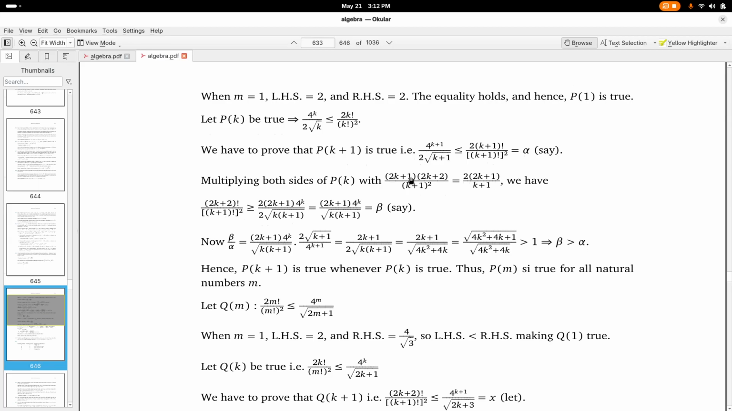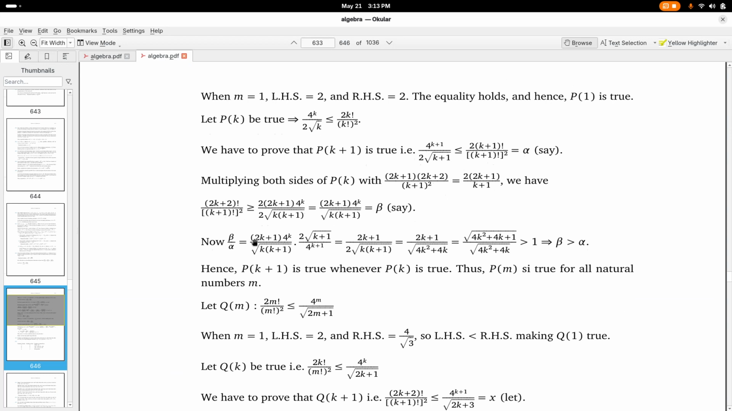So this goes to the right hand side and this goes to the left hand side of the Pk. But here we have written the left hand side as right hand side and the right hand side as left hand side. So we cancel out 2 and this is equal to 2k plus 1, 4 to the power k by square root of k plus 1, which is equal to beta.